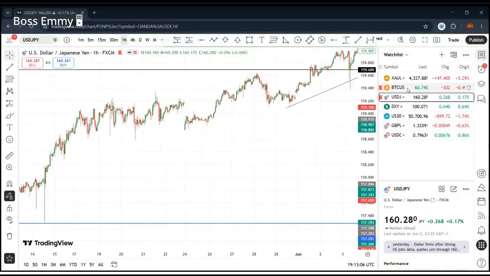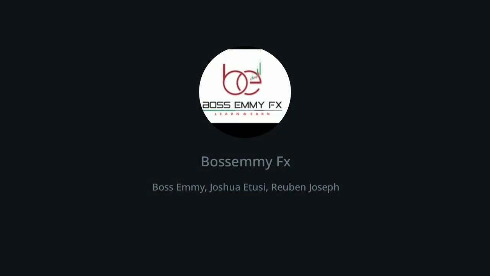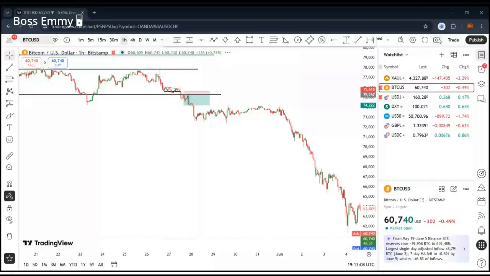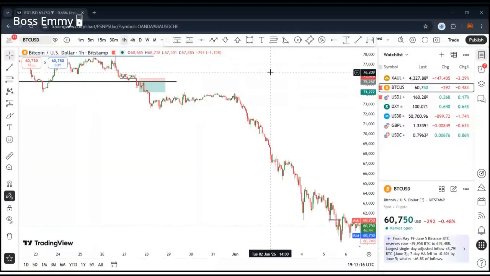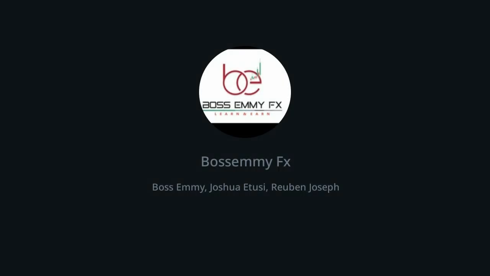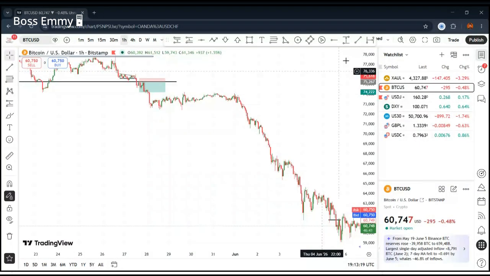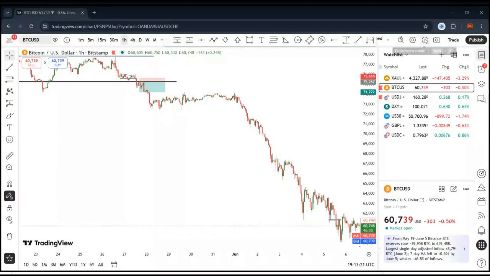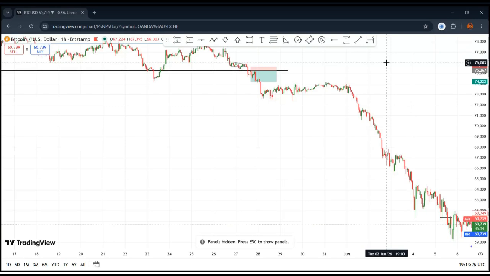So, as you can see, you guys all know that BTC USD has not really been doing so well. A lot of people have lost a lot of funds trading BTC USD this period because it has not really been doing what we were all expecting it to do.